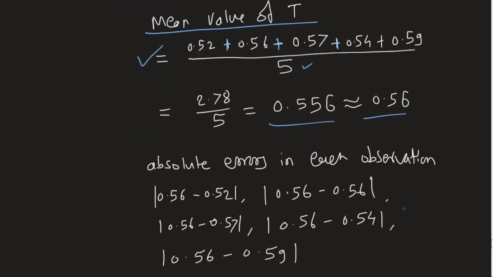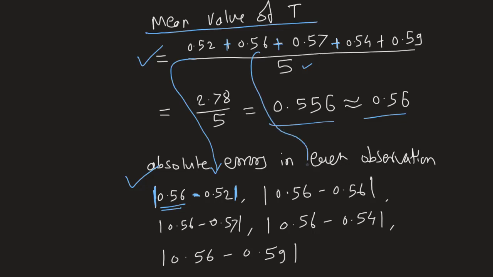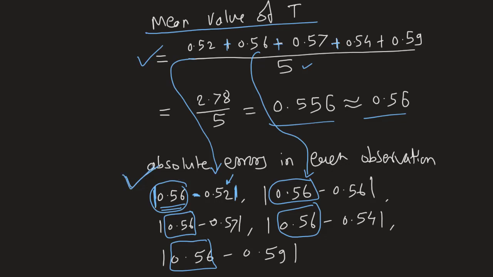The next thing that we have to do is we have to calculate the absolute errors in each observation, and that is calculated by this formula. So we have to do this for each observation. So this 0.56, this is going to be constant in each calculation, okay? Because that is the mean value of the time period. So basically we are subtracting each measurement from that mean value of T. So when we subtract, what we get is absolute errors, okay? And we have to consider the magnitude of that, okay? Modulus, we have to consider the modulus.